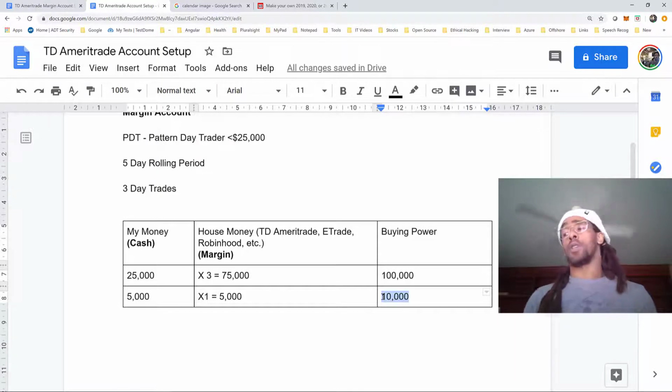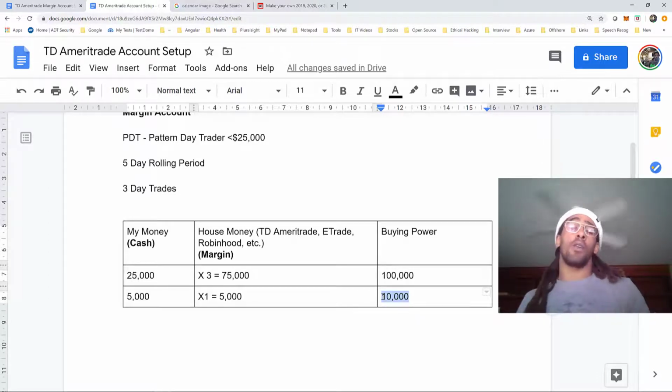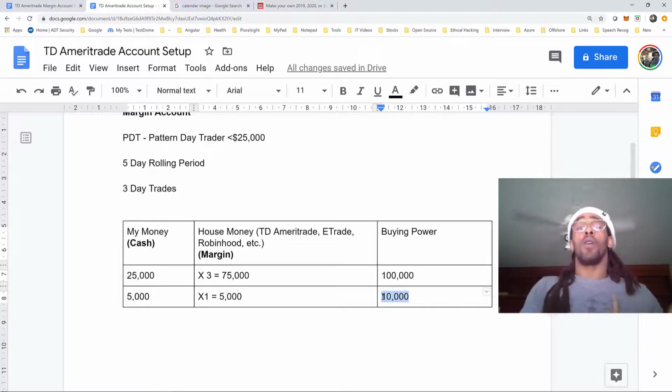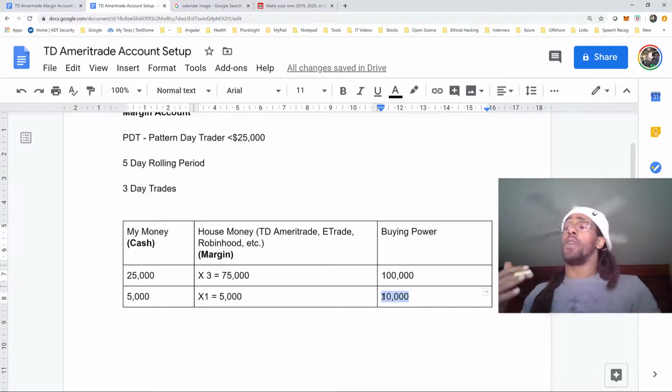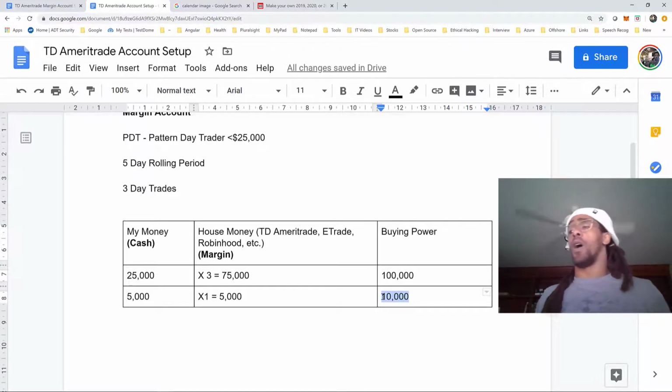In the cash account, of course, I don't have to even explain it, but in the cash account, if I put in $5,000, I only have a power of $5,000 because I don't have the power or the benefit of leveraging the house's margin, right? All right, cool.